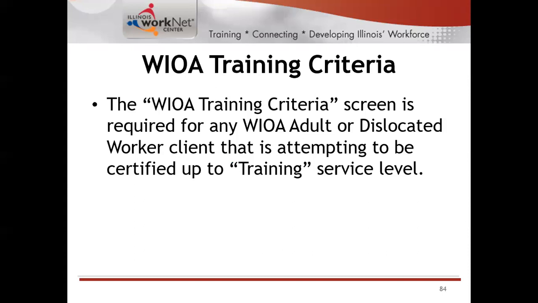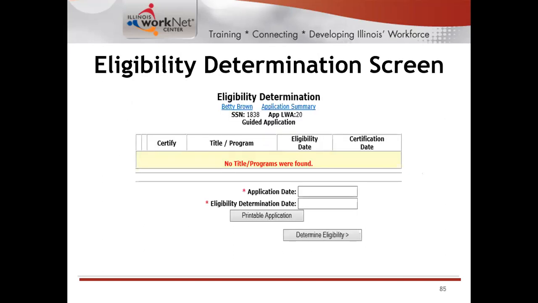The WEO training criteria screen: if the client is going to go into training services, in order to be certified into training, you'd have to complete that WEO training criteria screen. This PowerPoint then doesn't touch on that. The other one that I'll send out after the webinar goes in depth about that.